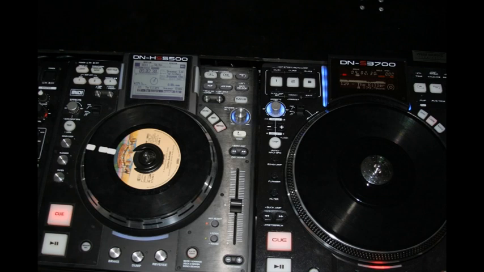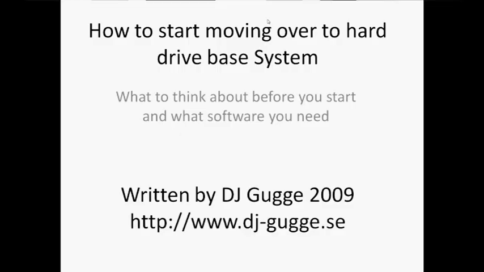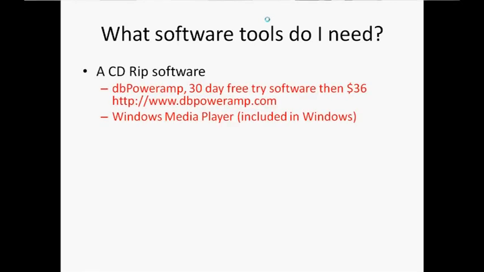Remember, there are many other ways to search for songs on the Denon Media Player, but if you choose to use folder search, you can use some of my advice. So what software do I need? First of all, you need a CD rip software. I recommend you actually go and buy dBpoweramp. You can try it out for 30 days for free. It's a really good tool. You can also use Windows Media Player.